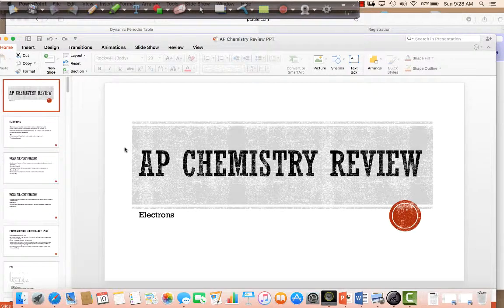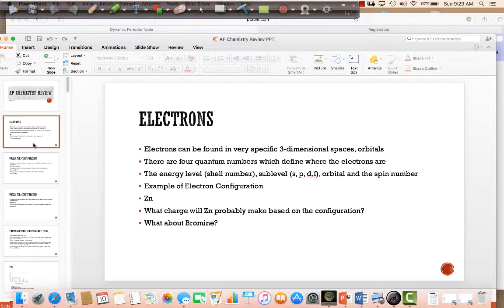Okay, so the first thing we're going to review is where the electrons are located in your atom and also how we know that they are located in those specific spots. So what is the evidence that supports that? Electrons are going to be found in very specific three-dimensional spaces called orbitals.